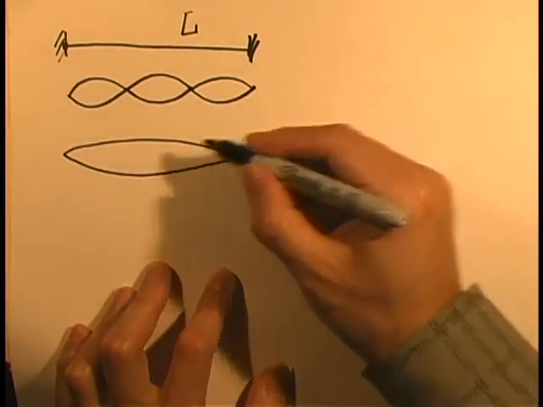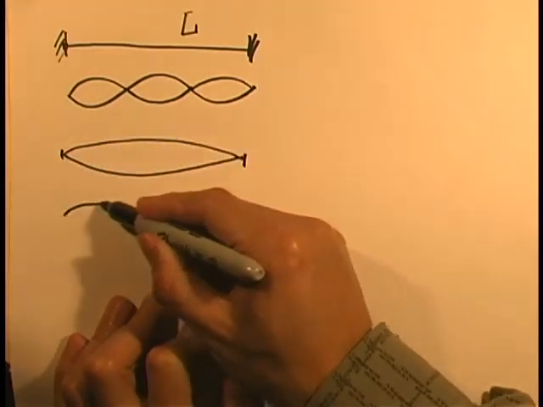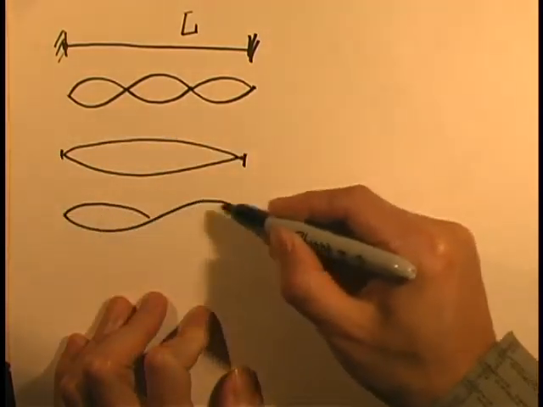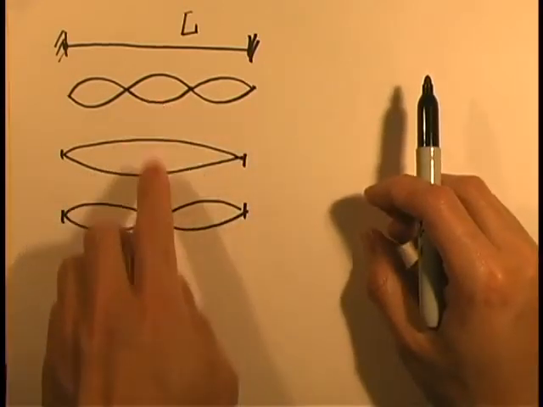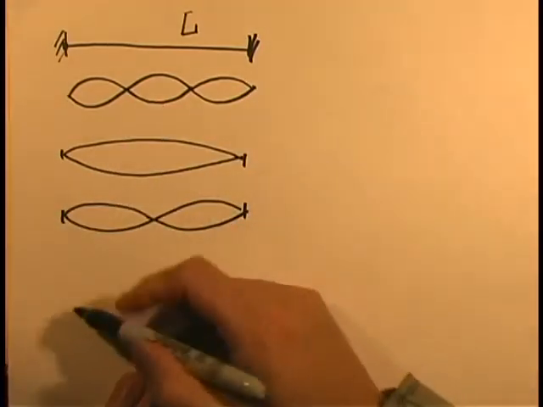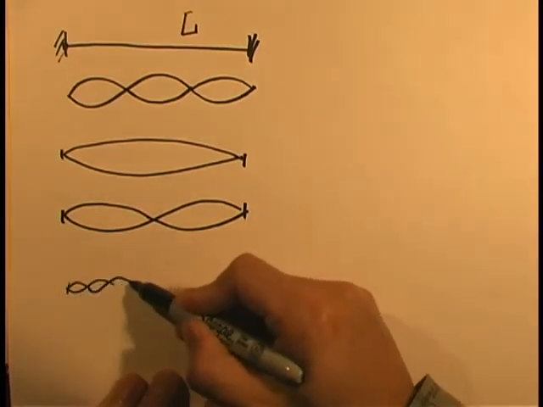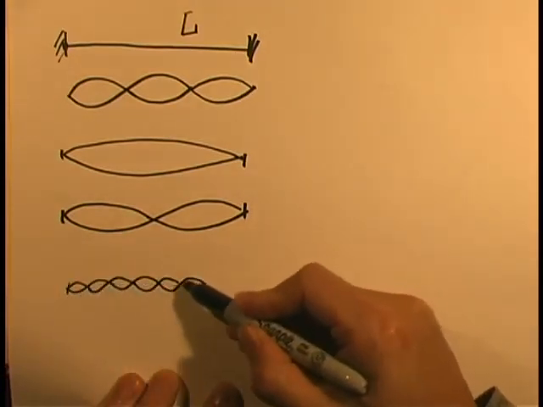I can have 2 loops. Of course, I can have 3 loops. I can have 4 loops. I can have a whole bunch of loops. I can have very small loops like this, in principle. I squeeze in a whole bunch of them.